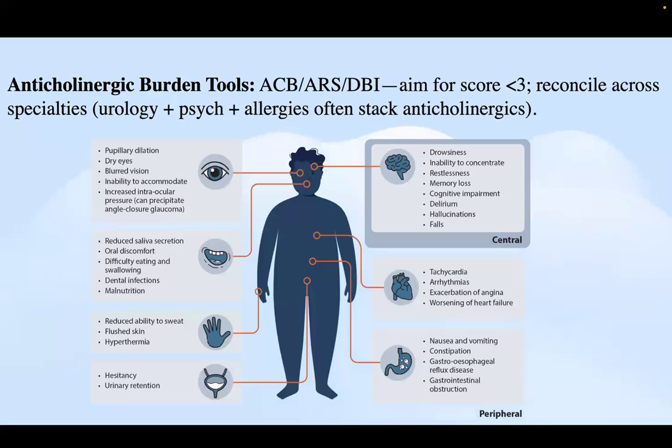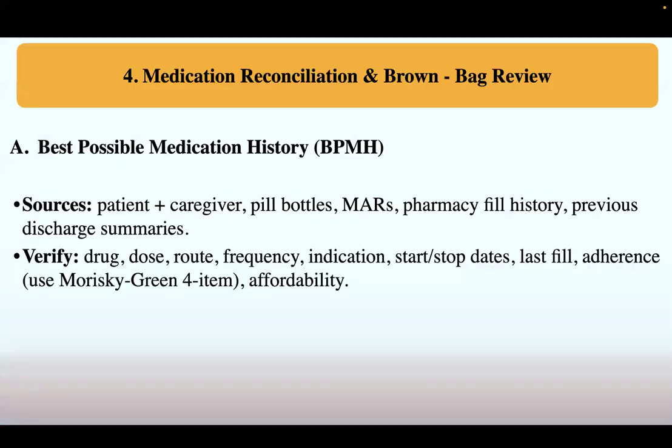Okay, now let's move to the fourth point, and again an important point, and that is medication reconciliation and brown bag review. Let's start with the very first thing. What do you mean by medication reconciliation? I already explained in the last session. You need to check it from scratch, basically. The very first thing under medication reconciliation is best possible medication history taking, BPMH, best possible medication history. What can the sources be? The patient itself, if not, caregivers, their pill bottles, MARs, medication administration records, files, right?